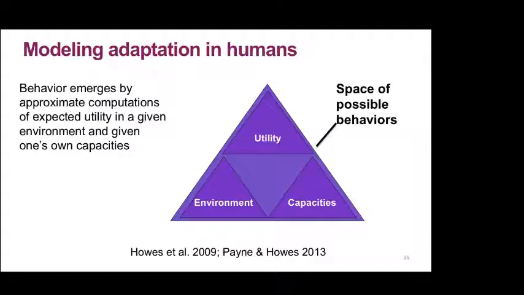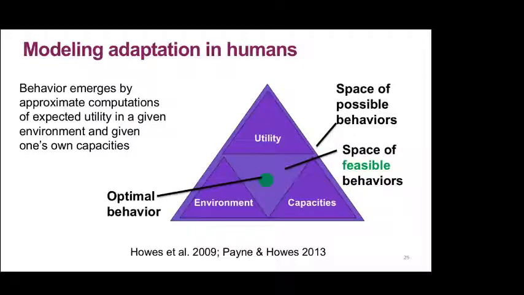But if you think about this triangle here, this triangle is the space of possible behaviors a person could take. Now, if you know something about the goals of that person, that space becomes smaller. If you know something about the capacities of that person, that space becomes even smaller. And if you know that person's environment, that space becomes even smaller. And then you have only this part in the middle left. And that's called the space of feasible behavior, something that some rational actor could do. But somewhere there, there's an optimal behavior. And that we can now estimate with reinforcement learning.